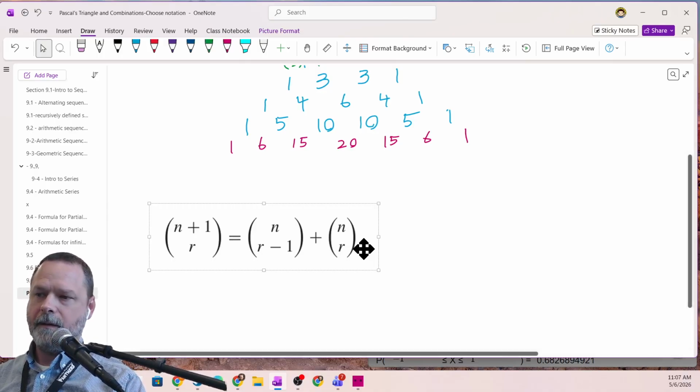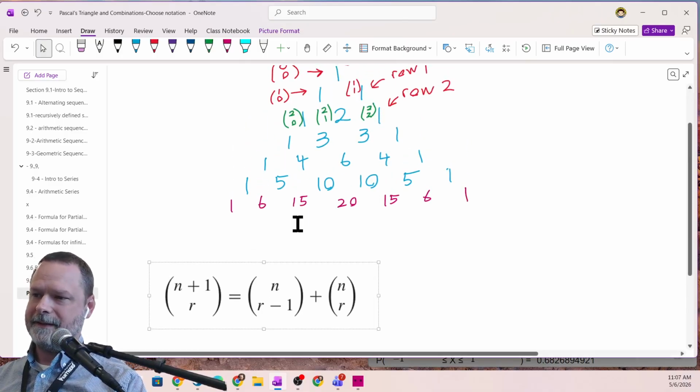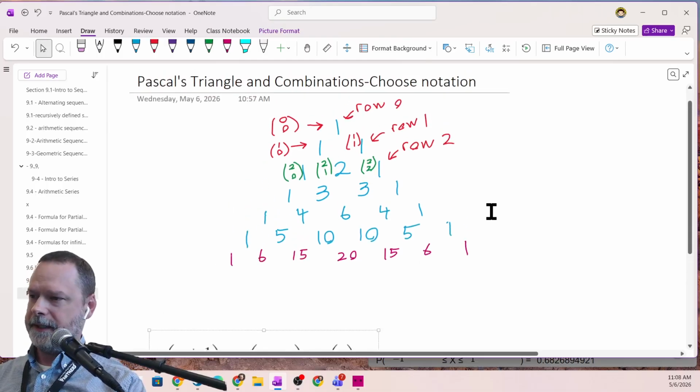I can say, you know what? All these values in Pascal's triangle are getting me all my values for choose notation, for combinations. They're getting me every way I can do, like say here, row 3: 3 choose 1, 3 choose 2, 3 choose 3. It's giving me all the values for combinations. Okay? We can show that. Because that's literally what's going on here, right?